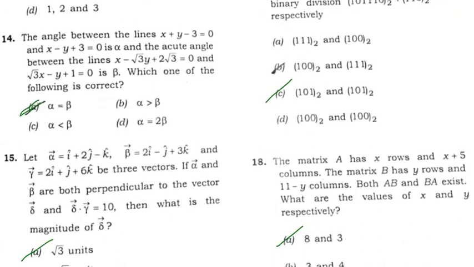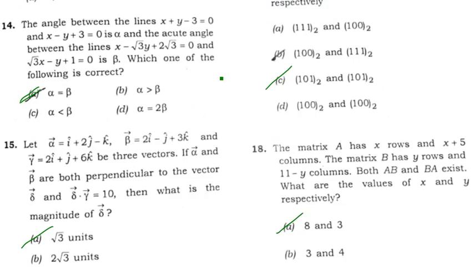Next question: the angle between the lines x plus y minus 3 equal to 0 and x minus y plus 3 equal to 0 is alpha, and the acute angle between the lines x minus root 3 y plus 2 root 3 equal to 0 and root 3 x minus y plus 1 equal to 0 is beta. Which one of the following statements is correct? Solve this question, you will get the answer alpha equal to beta.